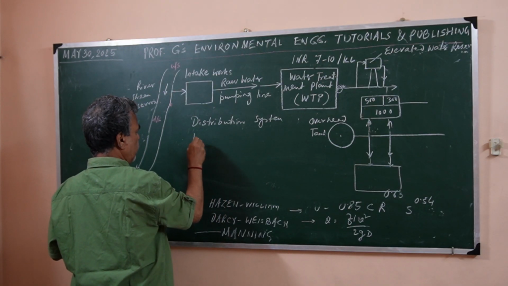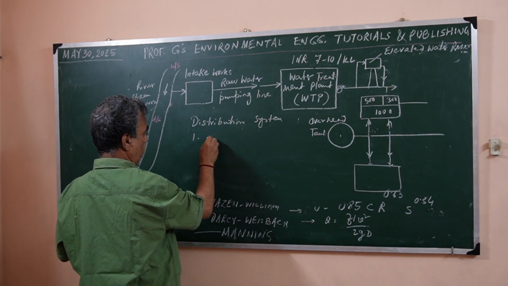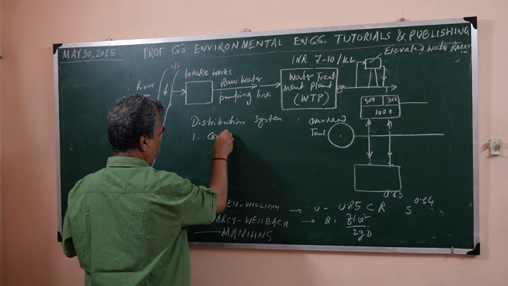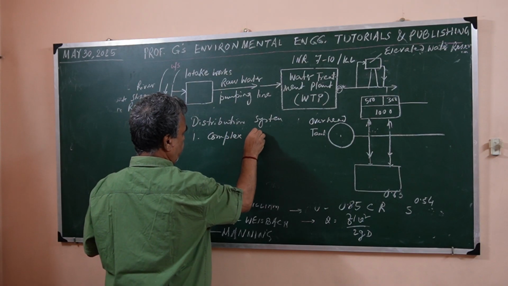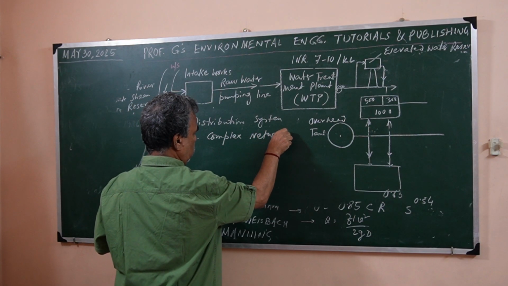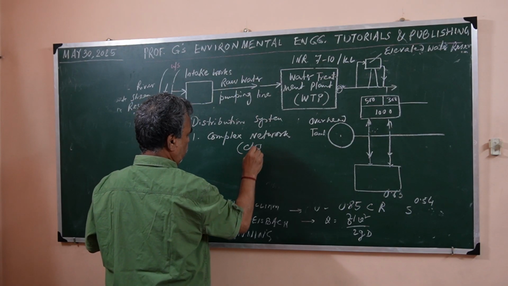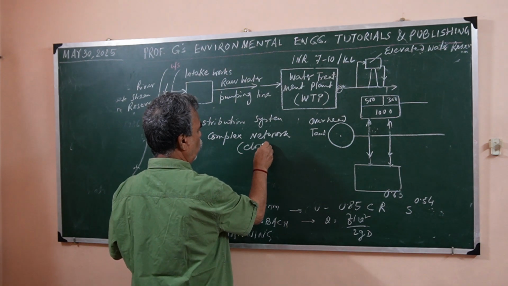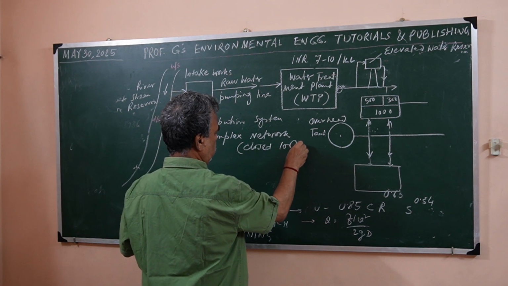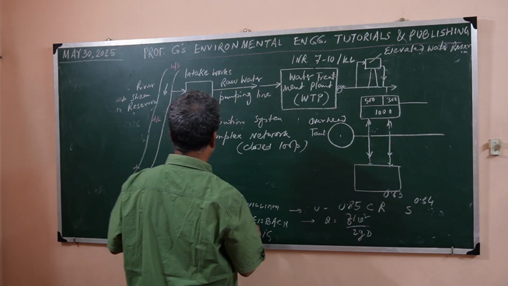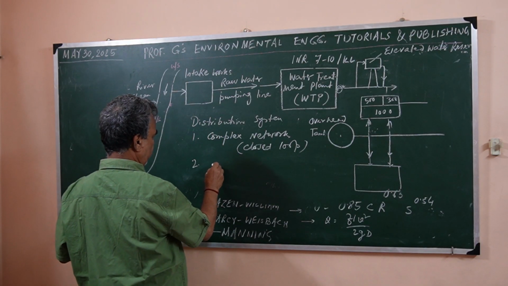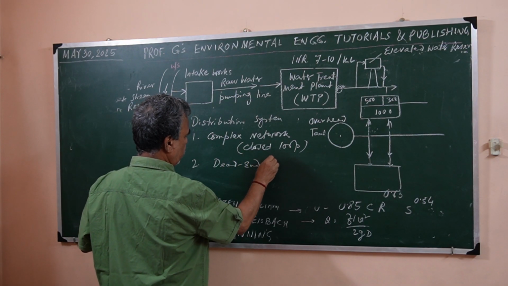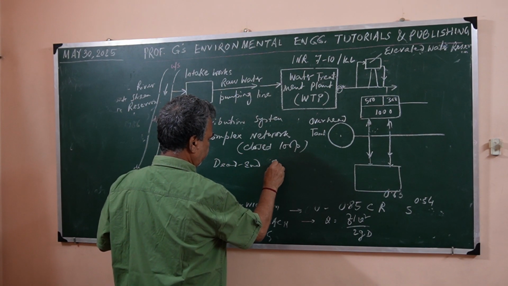So one is the closed loop or the complex network, which is operated or which runs in a closed loop manner. And the second one is the dead end system.